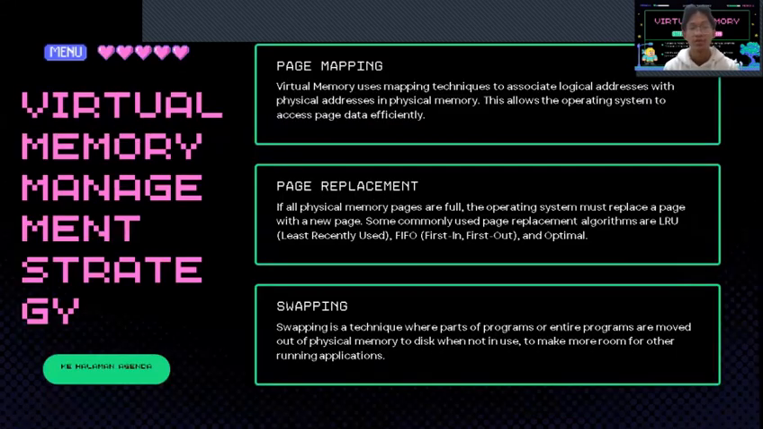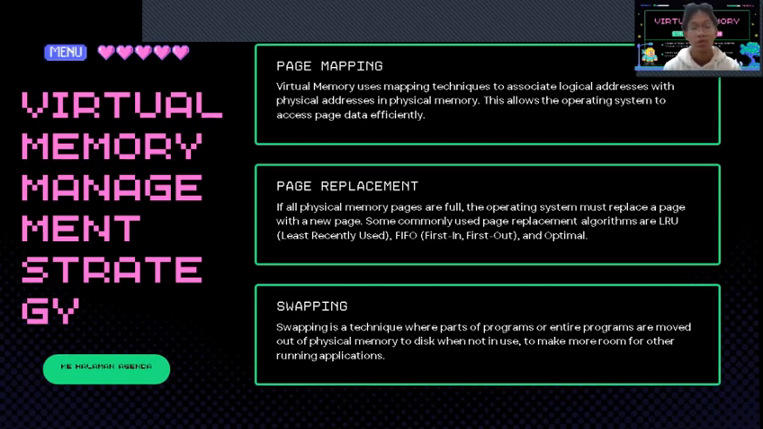Virtual memory management strategy. First, page mapping. Page mapping uses a mapping technique to associate logical pages with physical frames in physical memory. This allows the operating system to access page data efficiently. Next, page replacement. If all physical memory pages are full, the operating system must replace a page with a new page. Some commonly used page replacement algorithms are LRU, least recently used, FIFO, first in first out, and optimal.